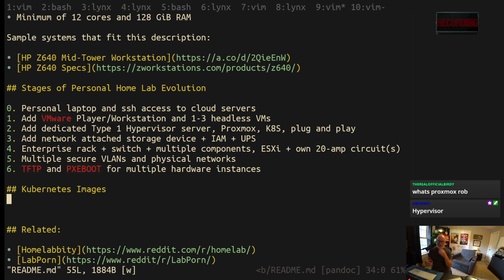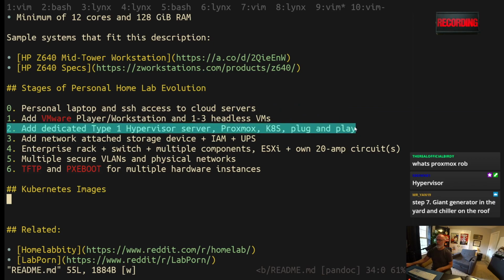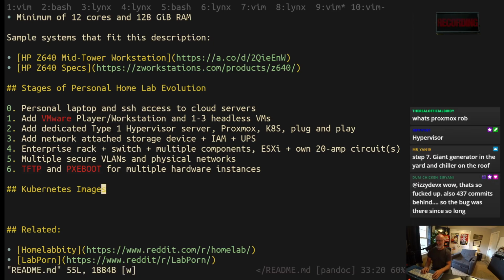So they can re-image all the time. So we are at stage 2, making a server at home. Giant generator in the yard, chiller on the roof. Exactly. Well, we should probably add that one. Absolutely.